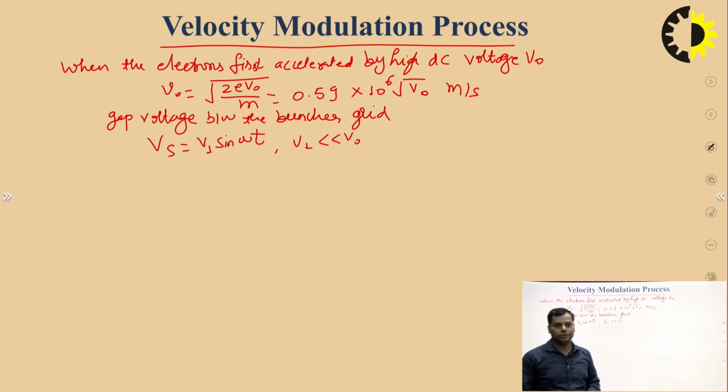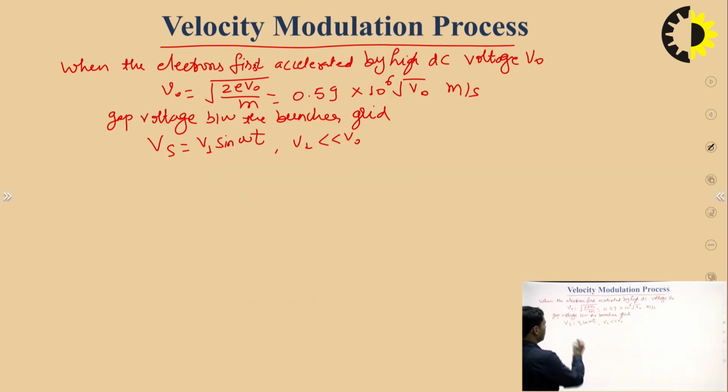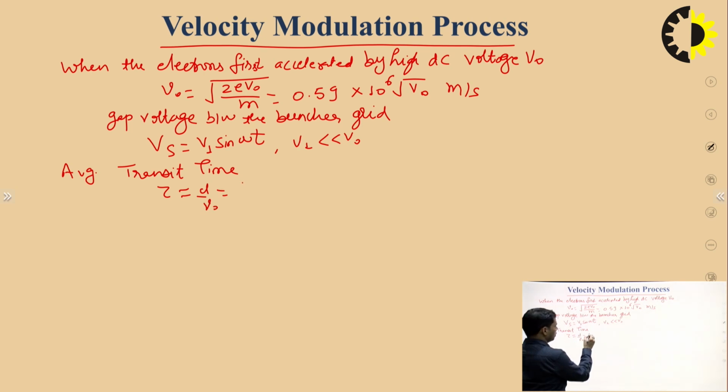Now the average transit time through the buncher gap with distance d, which means the electron will move from this position to this position, is given by tau is equal to d upon V naught, or we can also write it as T1 minus T naught. This is the transit time.